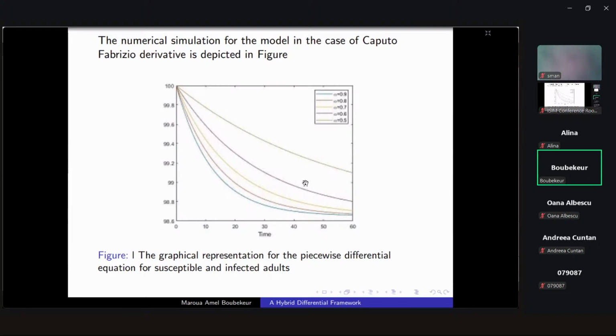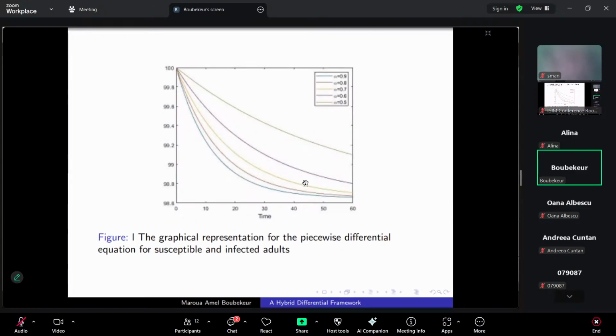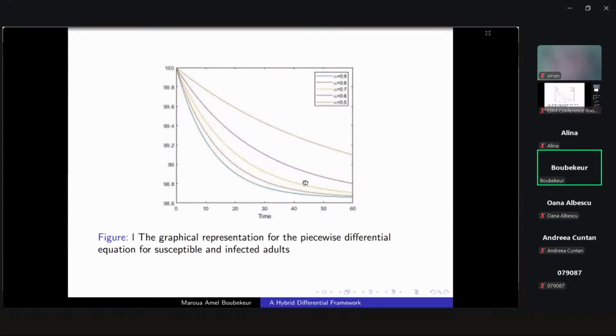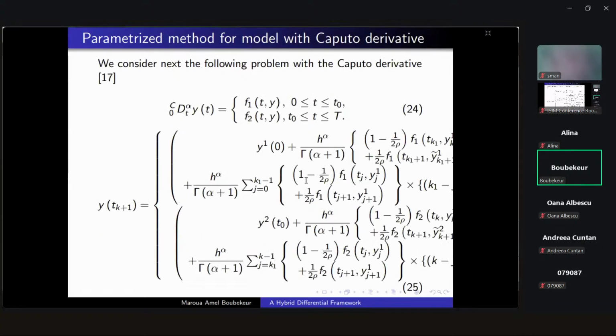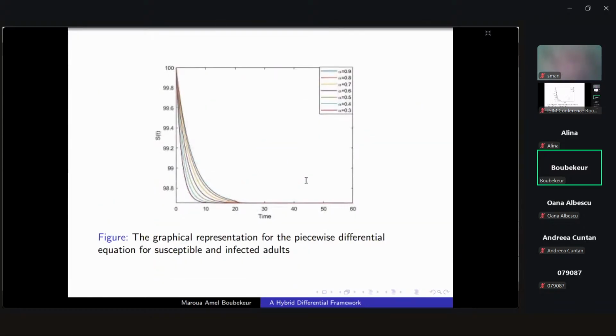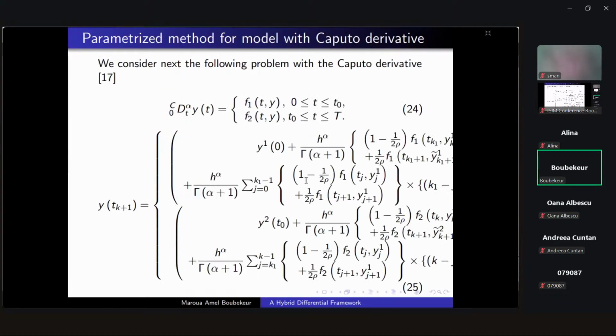These are some graphics for the Caputo-Fabrizio derivative for infected individuals and for different alpha. Next, I will describe plots showing numerical results. We observe smooth dynamics and a clear memory effect due to the fractional derivative. This is for Caputo.